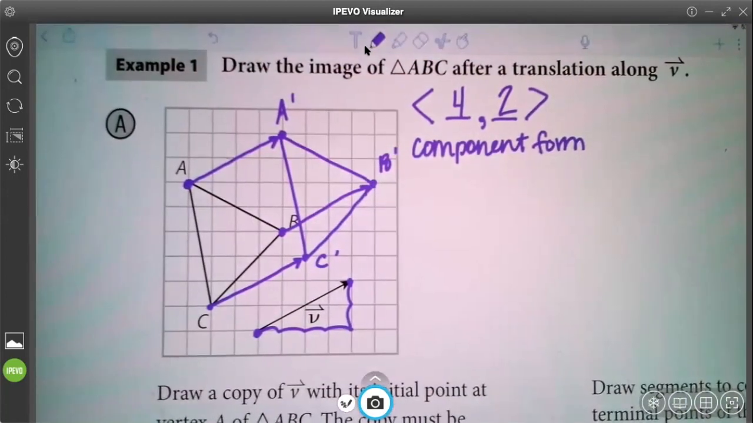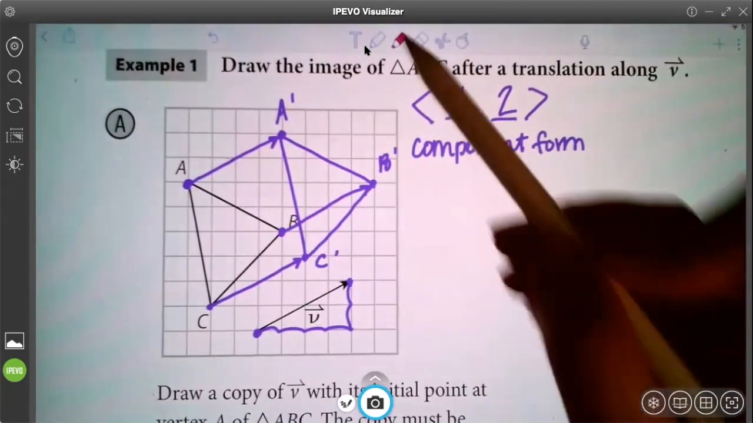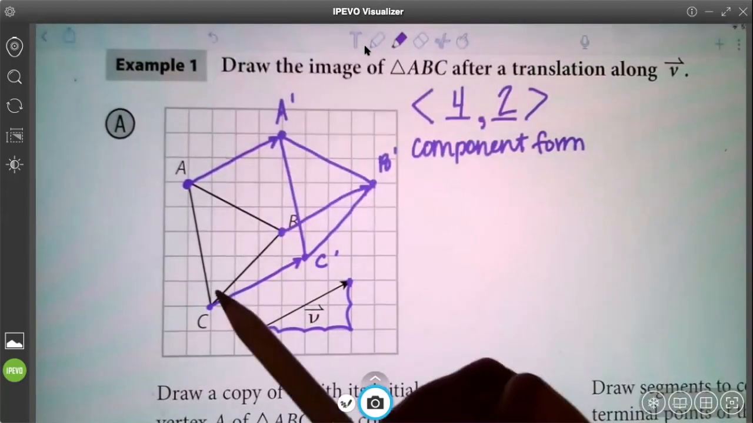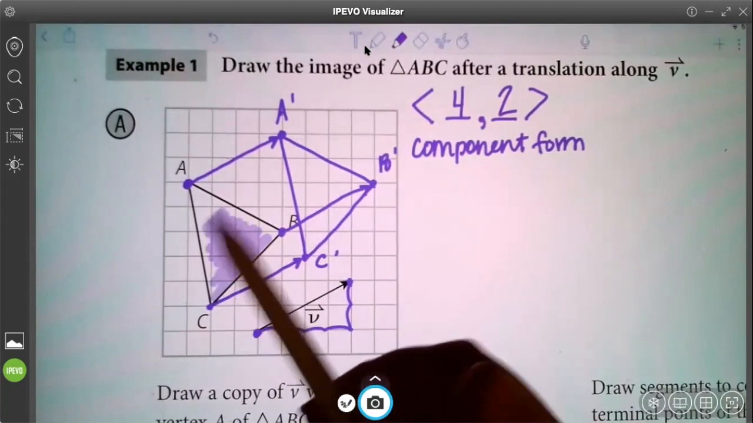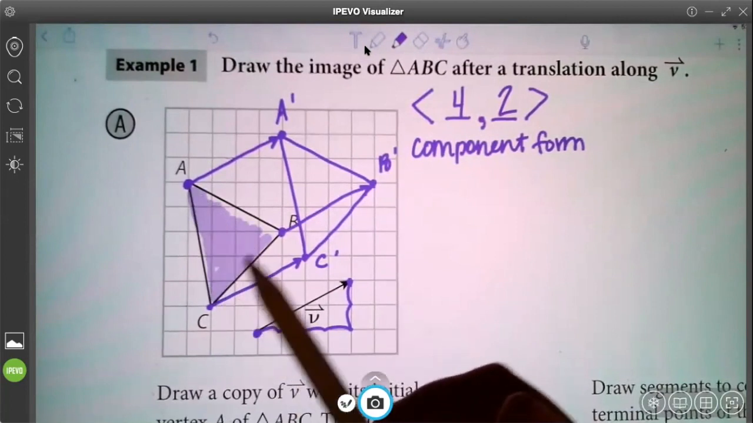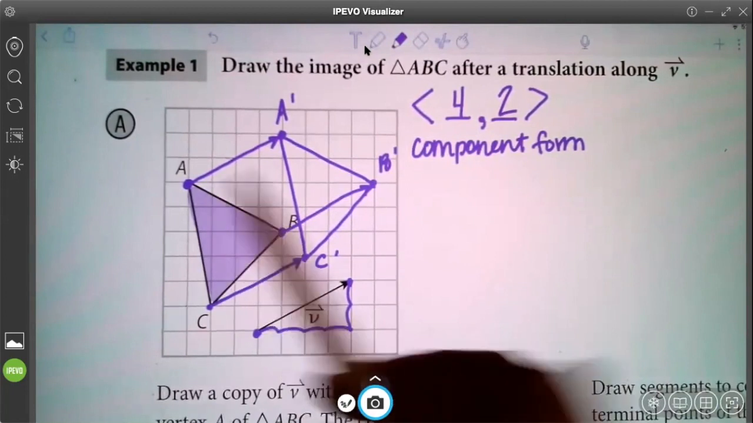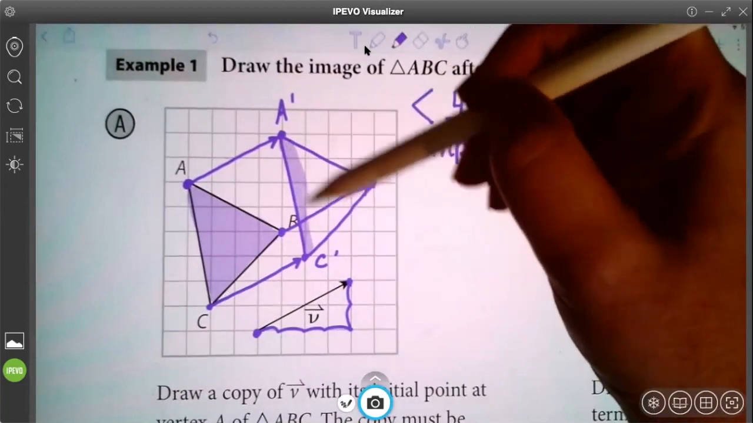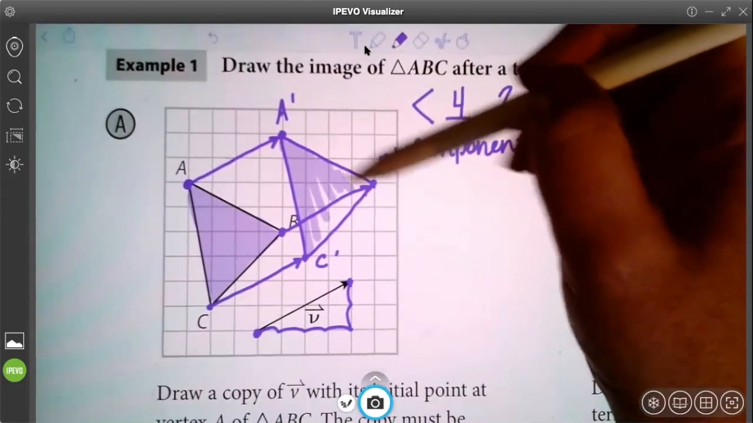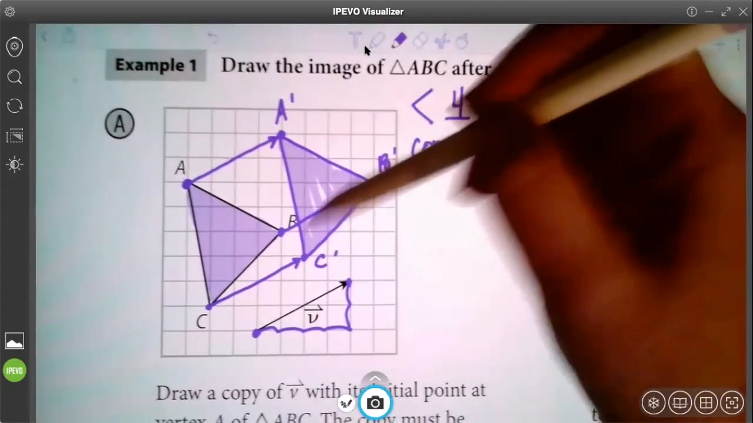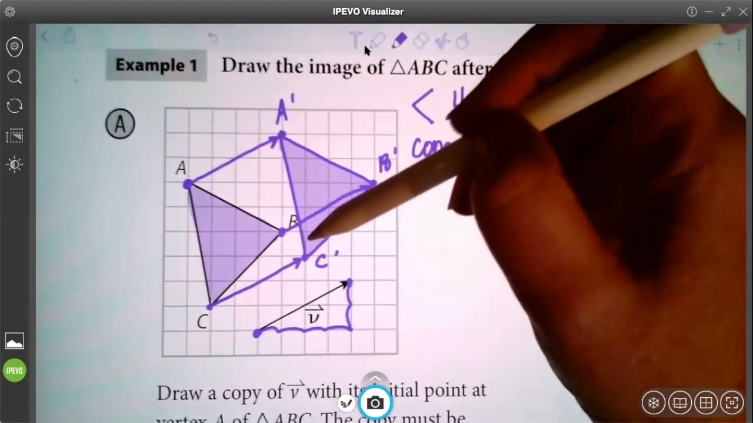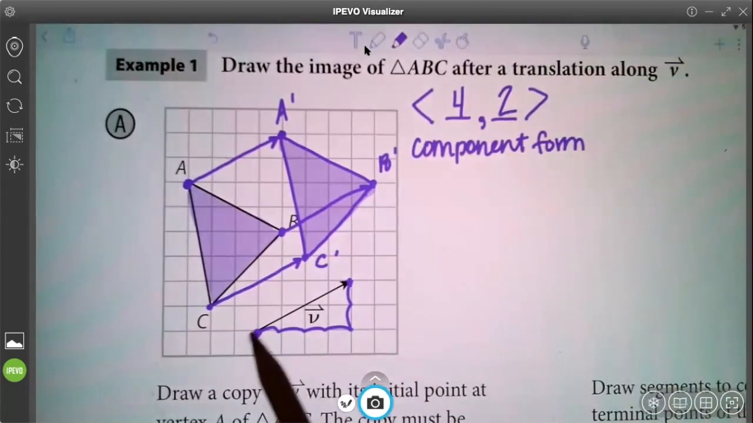And you can see it kind of looks like a 3D triangle, but what you have is in the back here, you have your pre-image, which is triangle ABC. And then on the top, because that's how our vector moved things, we have this other triangle, triangle A prime, B prime, C prime, and it is the image of triangle ABC after a translation along vector V.